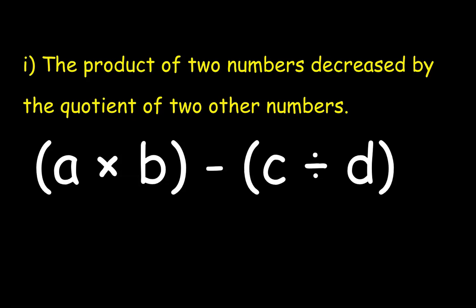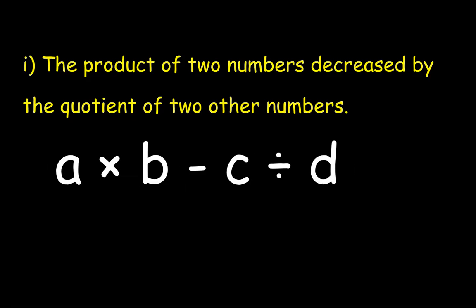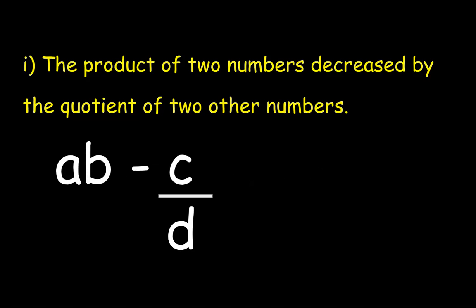Pause the video, continue when you're ready. Right, there's the product of two numbers, a times b, decreased by the quotient of two other numbers. Now, you know there are multiplication signs and division signs that we can get rid of. You could have written it like that, it would be fine. Right, the product of two numbers, a times b, decreased by the quotient of two numbers.